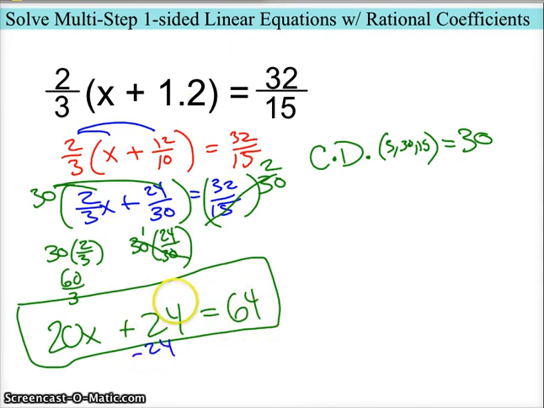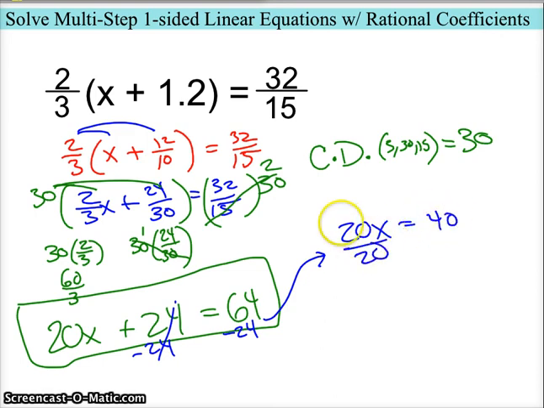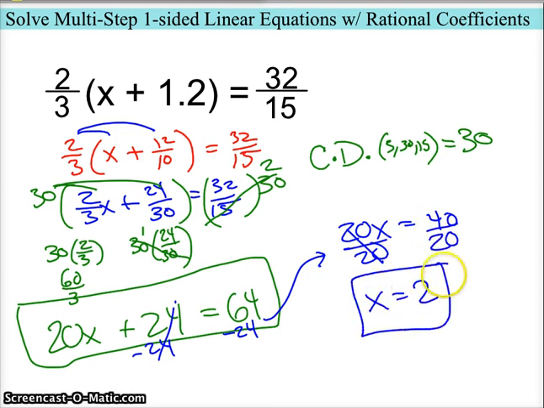Minus 24 to both sides, minus 24. And that gives us 20x equaling 40. Divide by 20 to undo the multiplication. Divide by 20. And we get x equals 2 as our solution.